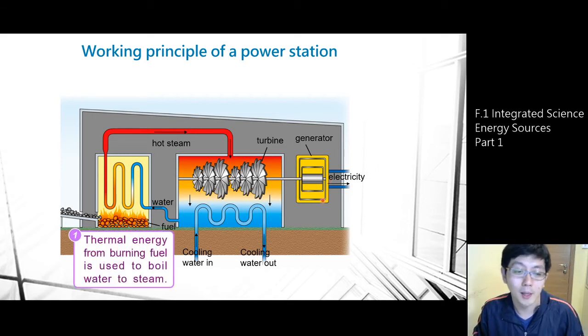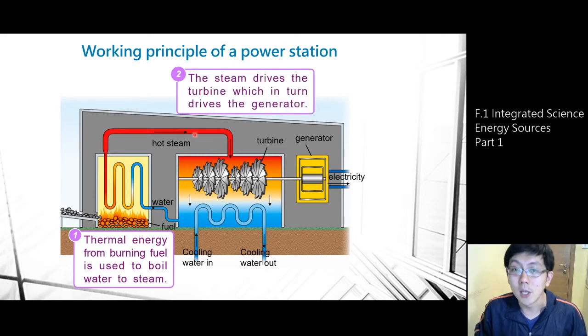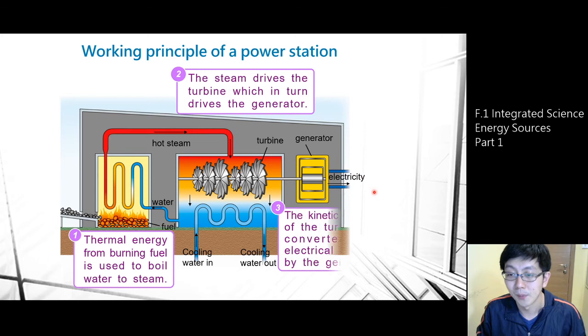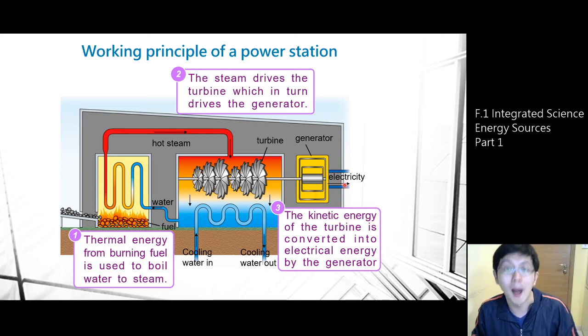So the plan will be like this. The thermal energy stored inside the burning fuel is released to boil the water to steam. The steam drives the turbine to drive the generator. The kinetic energy of the moving generator is converted to electrical energy by the generator.